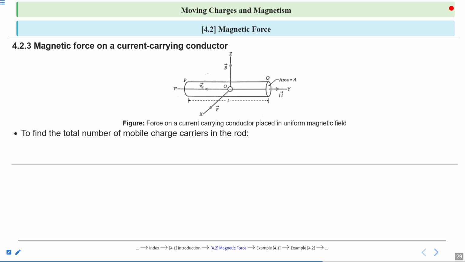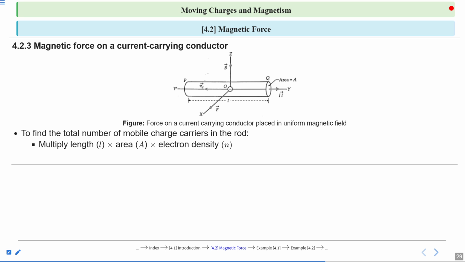To find the total number of mobile charge carriers in the rod, what we can do is multiply the mobile charge carrier density n with the volume. So multiply length into area into the electron density n. You will get the capital N, the number of electrons in the rod.